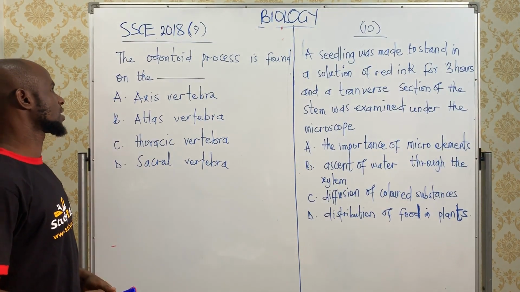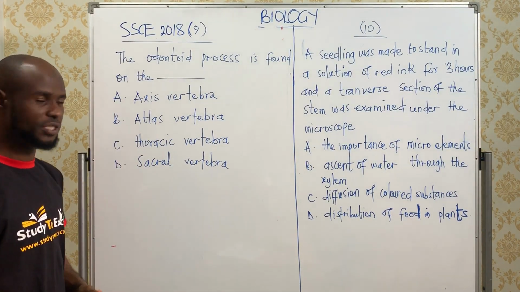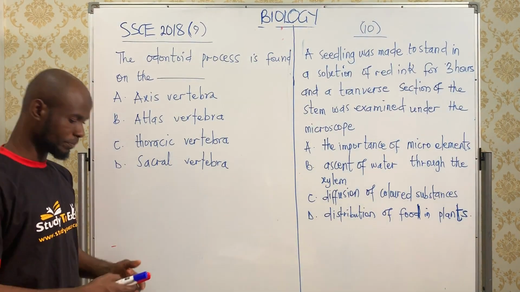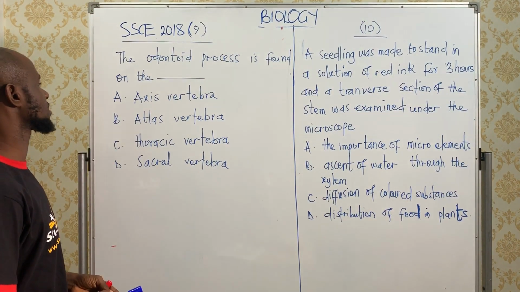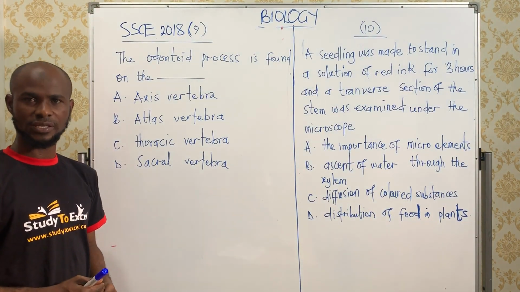The odontoid process is found on the A. Axis vertebra, B. Atlas vertebra, C. Thoracic vertebra, D. Sacral vertebra. So let's start. The axis vertebra is the second vertebra in the cervical vertebra.